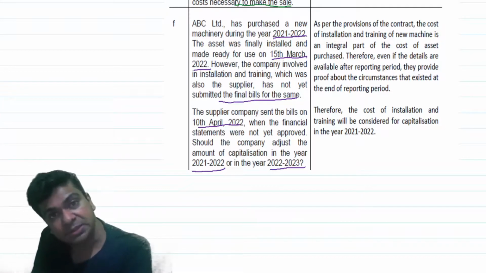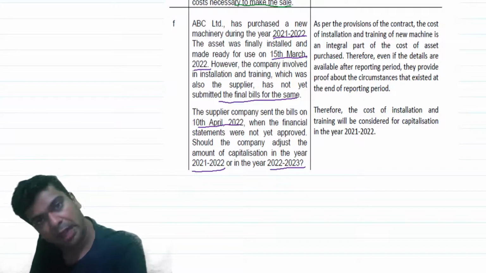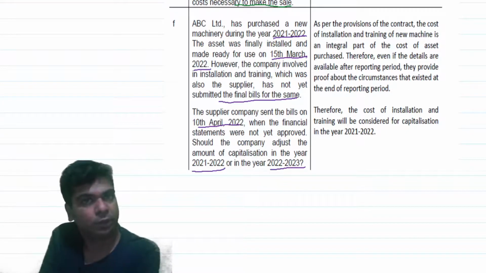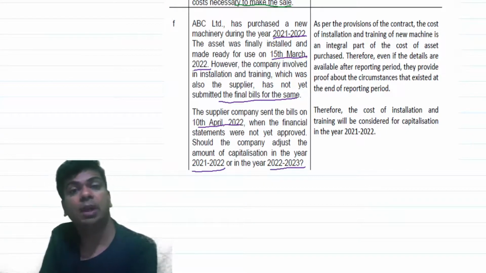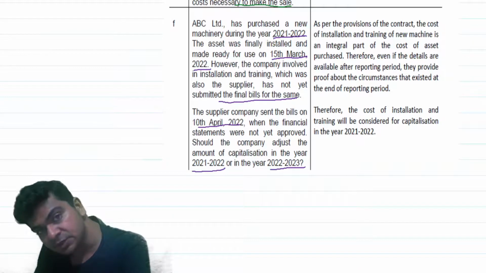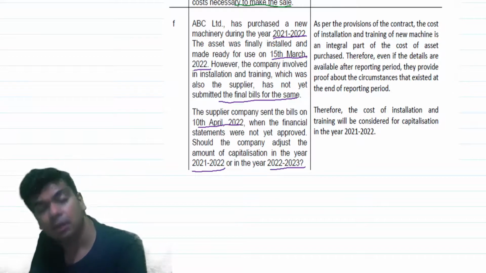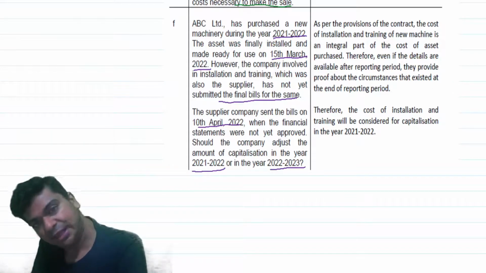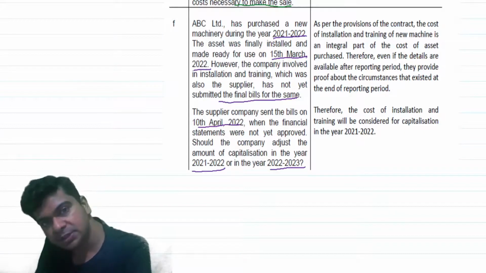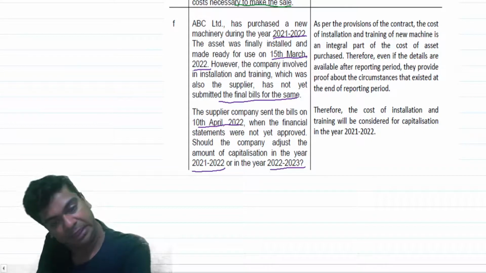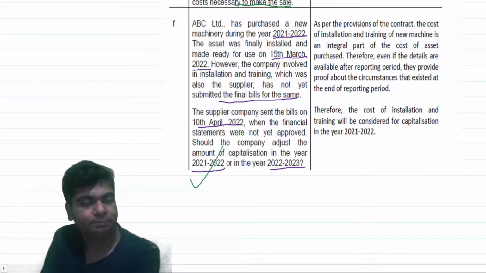Were the circumstances that led to the event existing on the reporting date? The answer is very much yes. What is the event? That you received the final bill, and you come to know what the installation expenses are. Were the circumstances of installation existing on the reporting date? Obviously, the answer is yes. This is an adjusting event. Whatever the installation expenses are, I will capitalize them to the cost of the PPE, and I will do it in the year 2021-22.